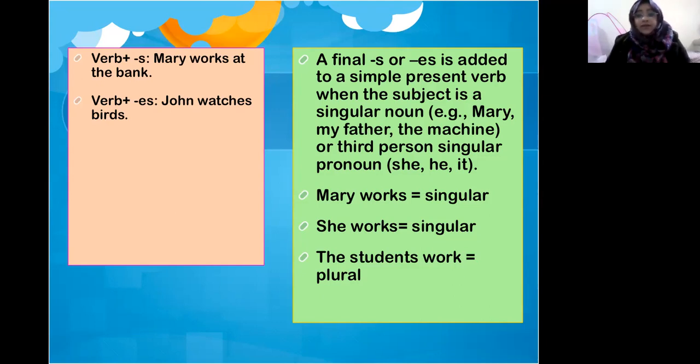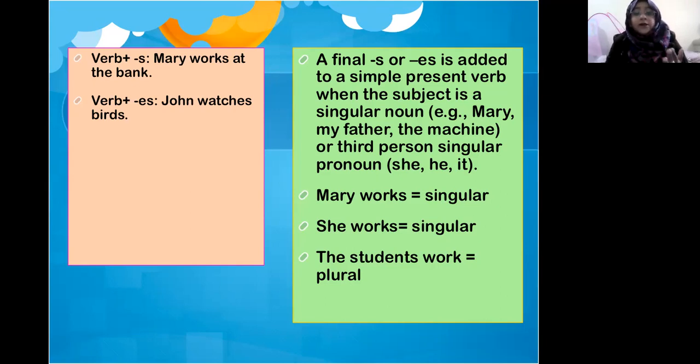And now see some more examples I have given here. Mary works, singular; she works, singular; the students work, plural. So when the subject, meaning the doer of the action, is plural, then the verb will be without S. Like the students work. But if there is one student, we will say the student works. So again, understand this: a noun with S is plural and a verb with S is singular. A singular verb means a singular subject. The doer of the action has to be singular.